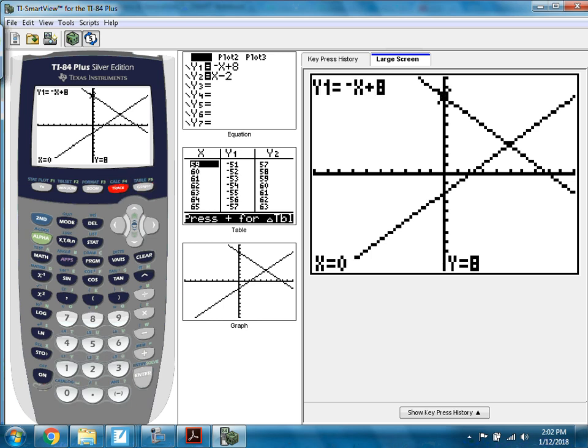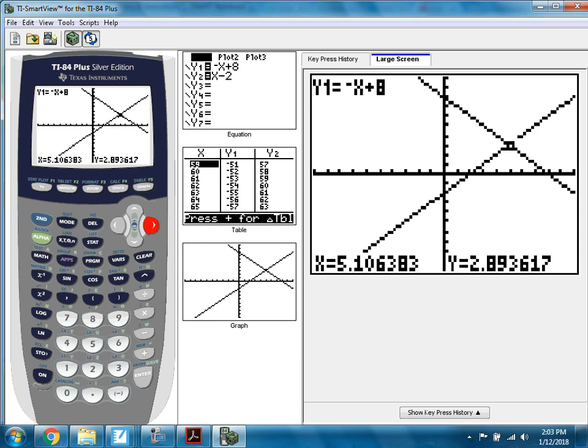And the trace button gives you a little beacon, and you can use the right and left arrow keys to kind of walk along the line. And if you press the up or down arrow, it will flip between both equations. So you can just trace along your line. Now, is this pretty accurate? No. Yeah, I mean, you can get in the neighborhood, but we don't know exactly where they cross.